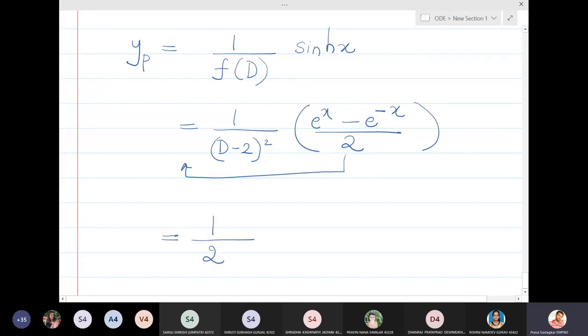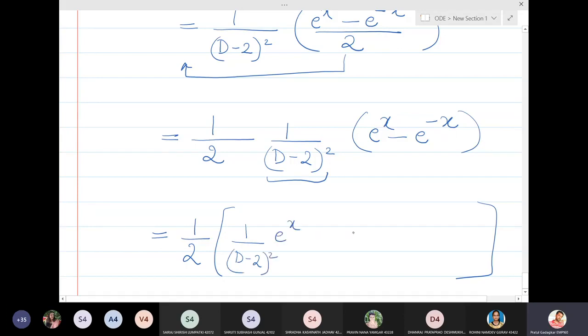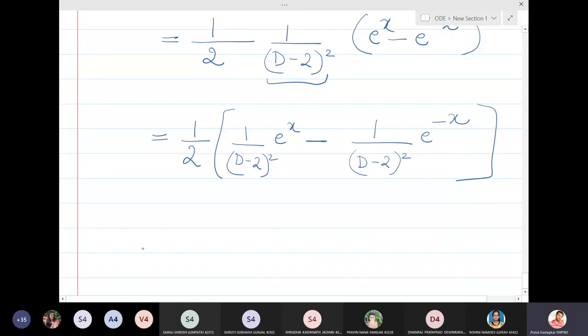So 1 upon 2 into 1 upon (D minus 2) whole square, e power x minus e power minus x. This is as good as asking for the integral of something minus something. I can say this is the integral of this minus the integral of this. Imagine this as an integral, then life will be easy. We cannot take the exponential outside. Remember that. That is the same reason these terms cannot come to the left hand side easily like 2. So this will be half, 1 upon (D minus 2) whole square e raised to x, minus 1 upon (D minus 2) whole square e raised to minus x.